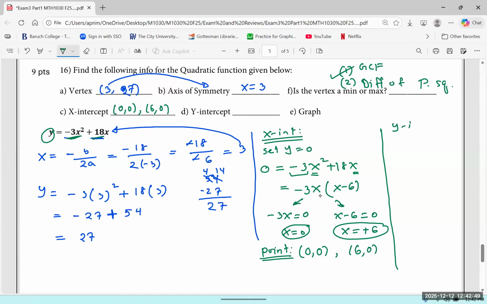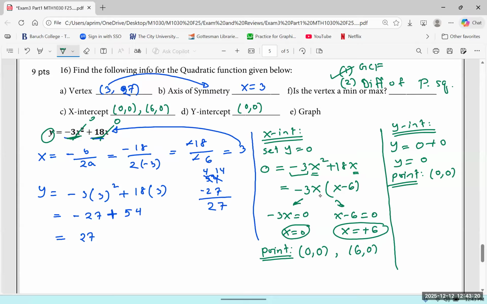So lastly, we find the y-intercept. For the y-intercept, we want to see x. So we set x to be 0. So basically we have 0 plus 0, which is 0. So the point format is (0, 0).